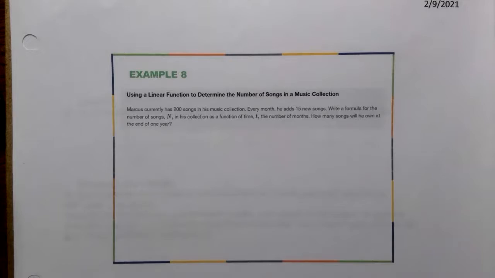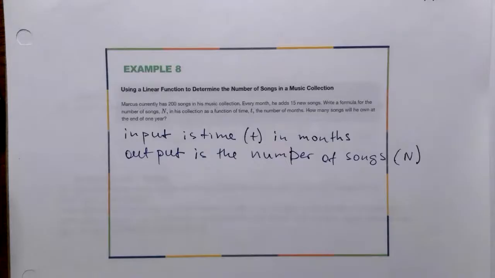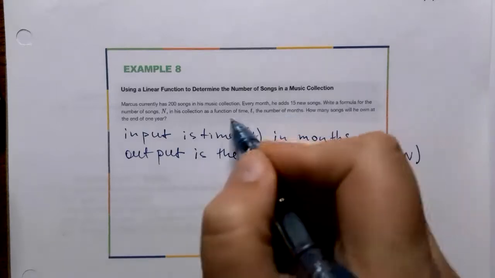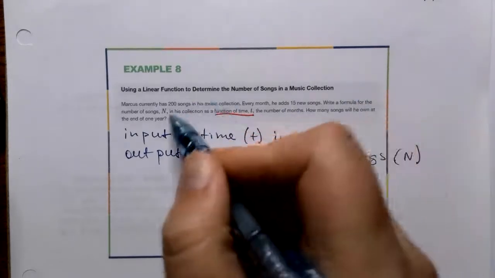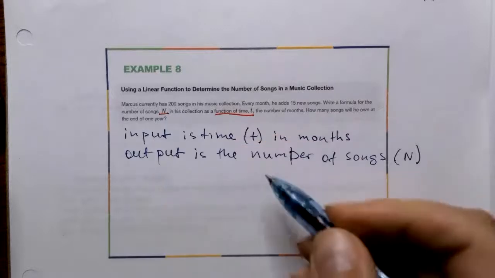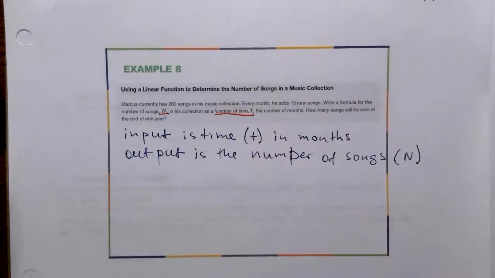So here, can you identify the input and the output for this linear function? I want you to pause here and think about it for a second. So hopefully you observed that the input is time in months. How do we know? Well, they told us here, function of time. And what is a function of time? The number of songs. So the output is the number of songs.